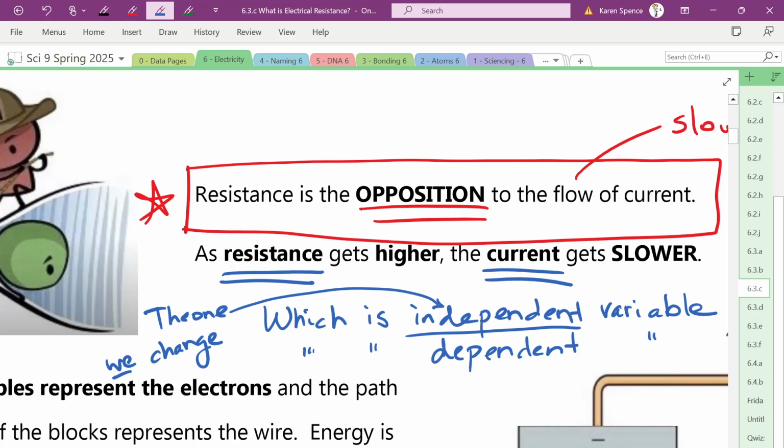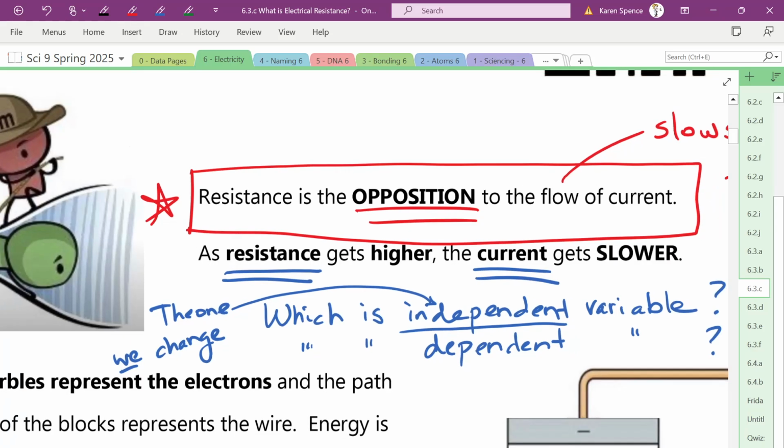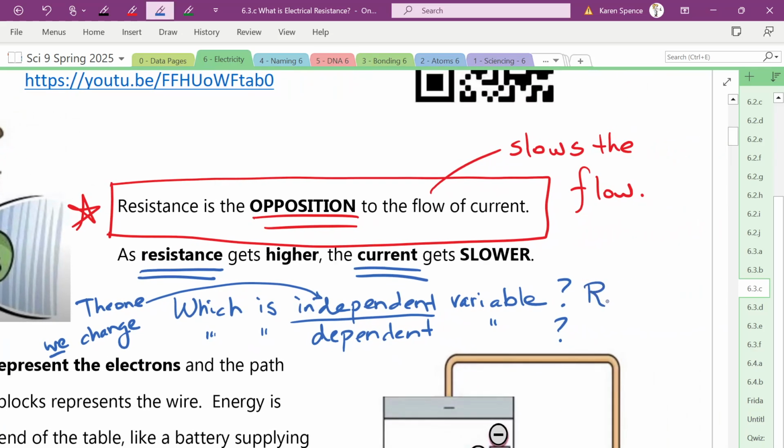And which one did we change? We changed the resistance. Which variable responds to that change? The dependent variable responds to the change. And so that means our current is responding to our resistance. So the current is the dependent variable.